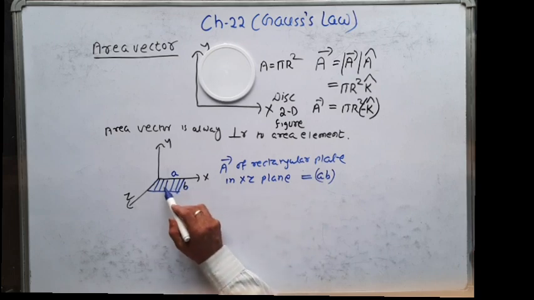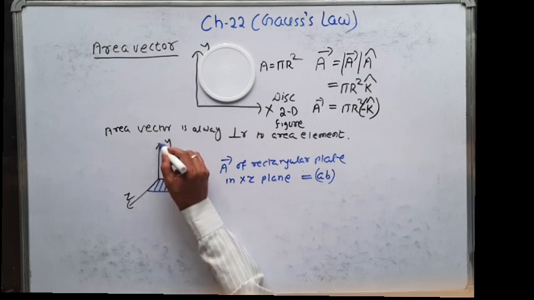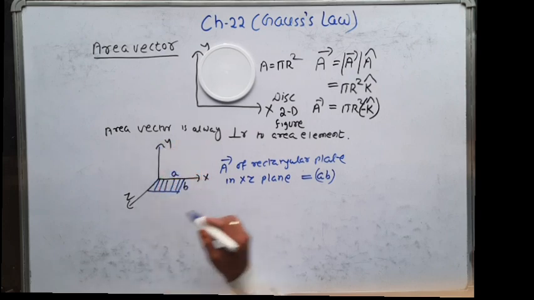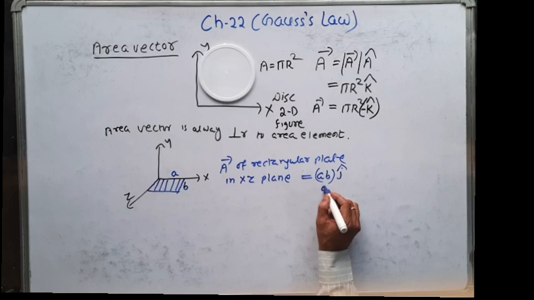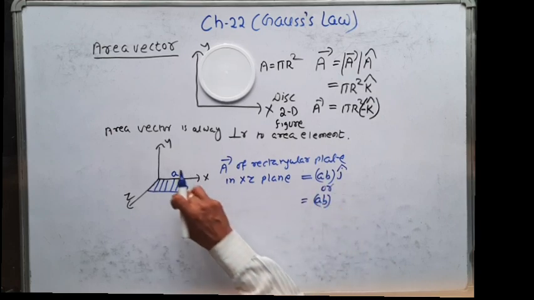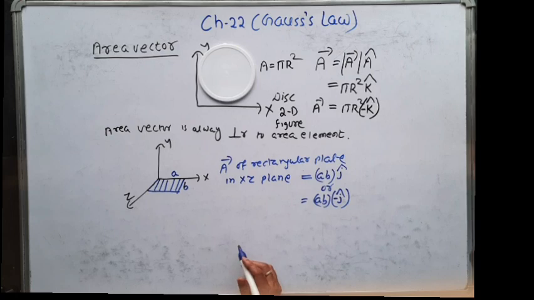And the perpendicular to this area element, the rectangular element, is along either the positive y-axis or the negative y-axis. If it is in the positive y-axis, I can write it as AB j cap. Or we can write the area is AB and the perpendicular in the negative y direction is minus j cap. So this is the area vector of the rectangular plate.